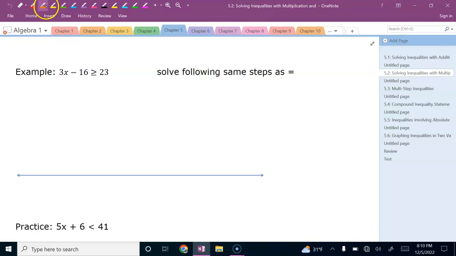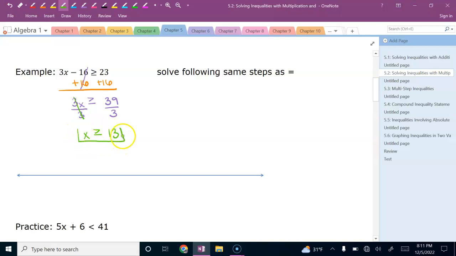So what I want to do first is add 16 to the other side. Remember when you were solving an equation that you always wanted to move the regular number piece first before you dealt with the term that has the letter. So we're going to have 3x greater than or equal to 23 plus 16, which is 39. Then I need to get that 3 by itself, so I'm going to divide both sides by 3. So we have x greater than or equal to 13.